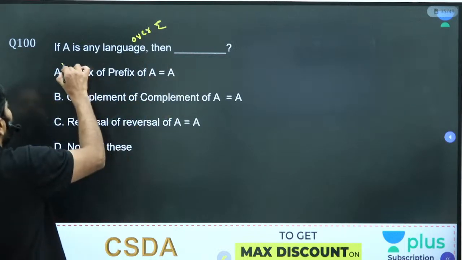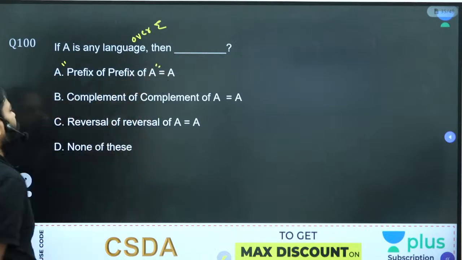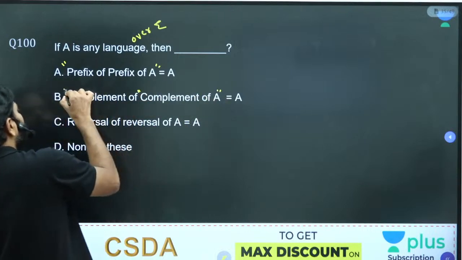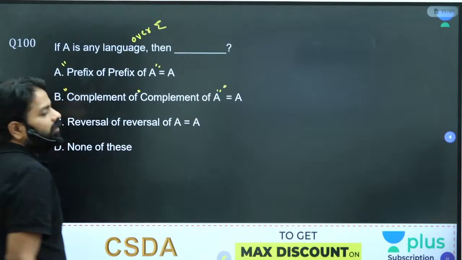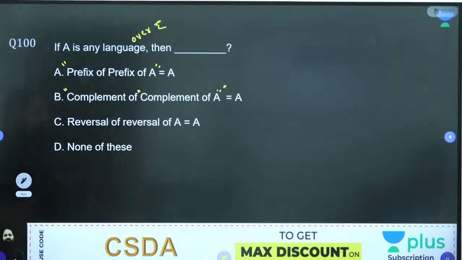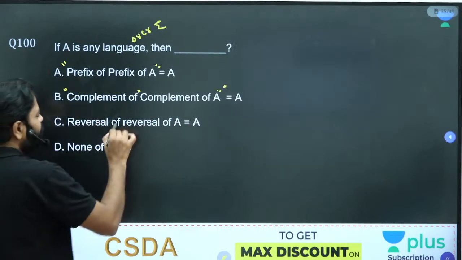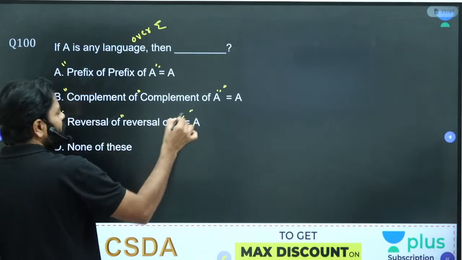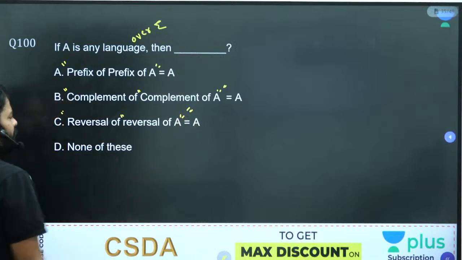Remember, prefix of A. Now complement of A. First you should apply complement over A, then again you should apply the complement. So will you get back to A? And reversal of A. First you should apply reversal of A, then again apply reversal over this. Will you get A? Check it.